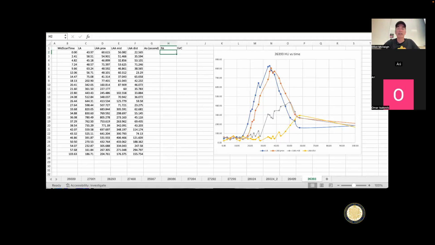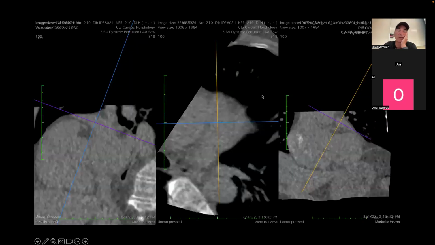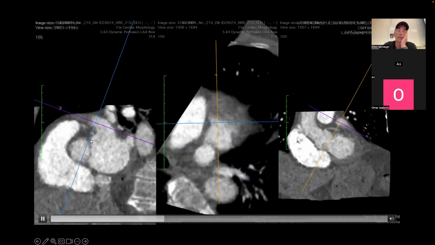But you can plot the intensity. So here's time, and this is in seconds. So this is a long time. And each one of these dots is a CT image. And what I've done is this blue dot here is the signal in the left atrium as a function of time.